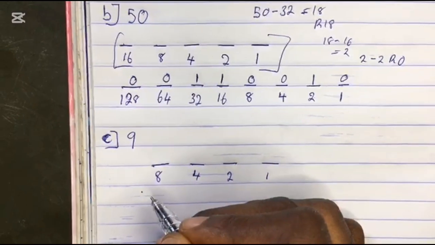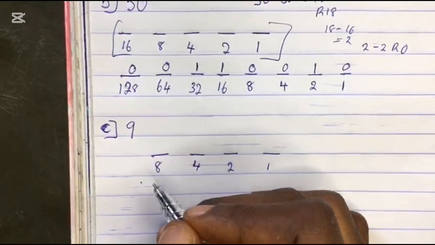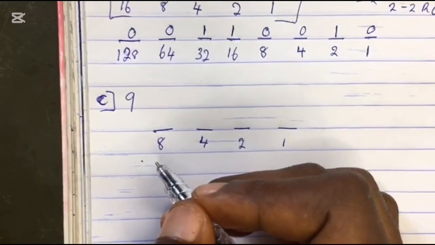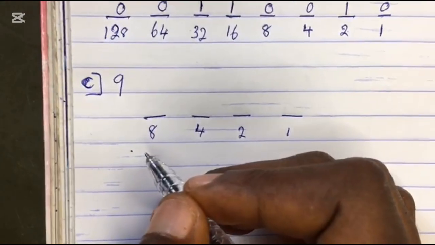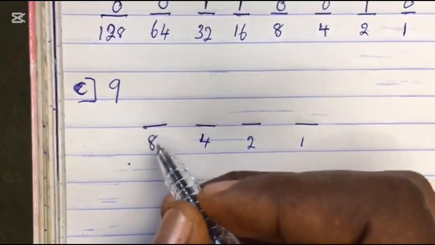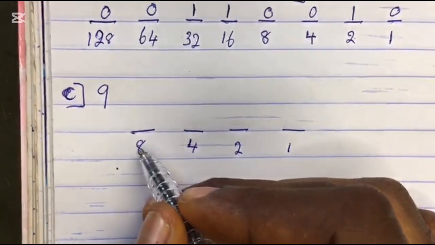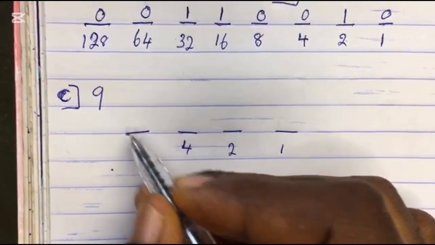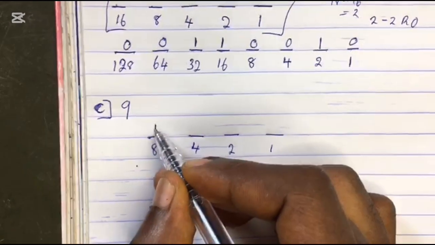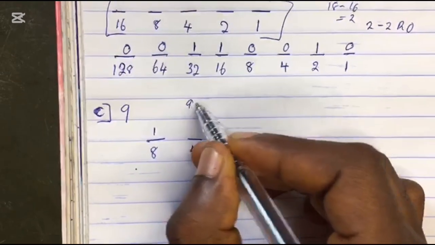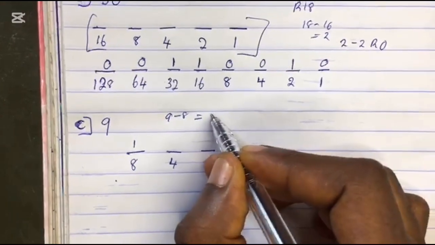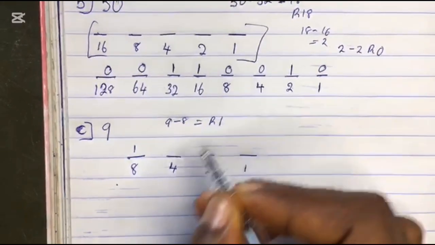And if you don't want to use the full 8 bits, you can use 4 bits. That's half of a byte. So now is 8. Is 9 greater than 8? Yes. You write down 1, then you do 9 minus 8. It's going to give you 1 as your remainder.